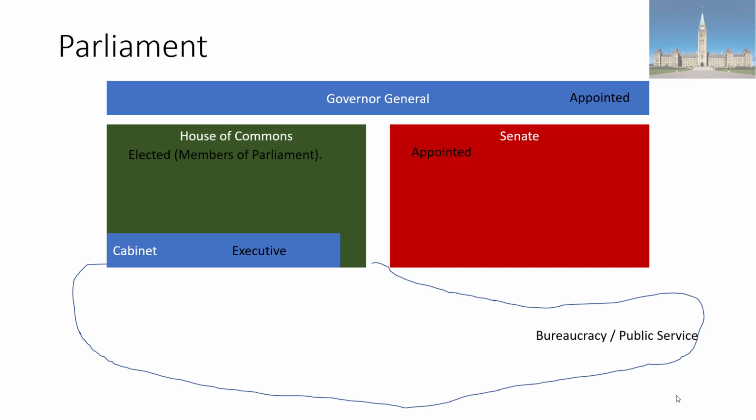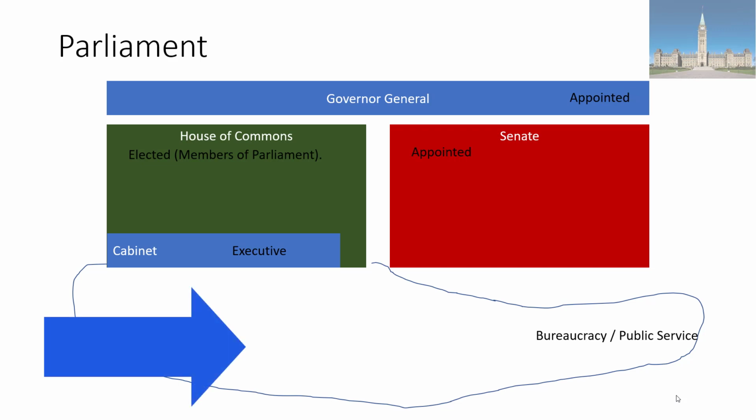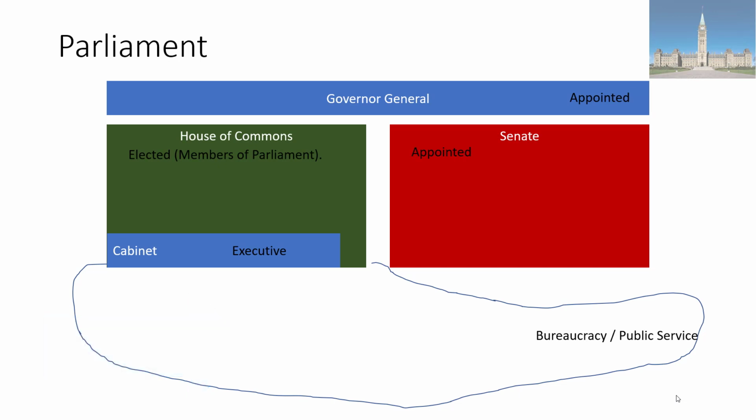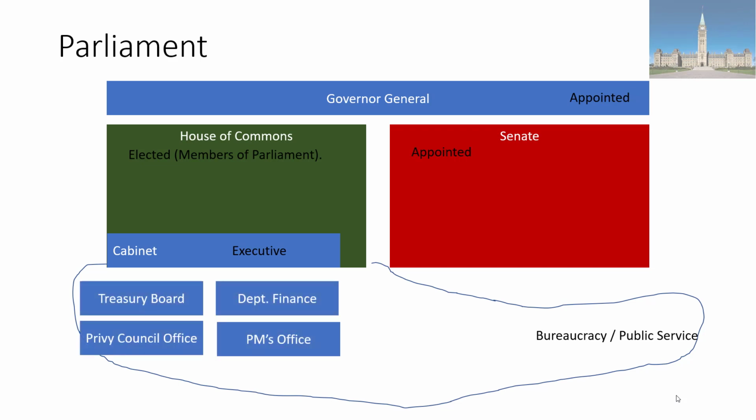Now what we're going to do is look a little bit more at this blob of the bureaucracy. And not all government departments are created equal. There are several government departments that are more important than others. Specifically, what we're going to do now is talk about 4 of these departments or agencies. These are Treasury Board, Department of Finance, the Privy Council Office, and the Prime Minister's Office.